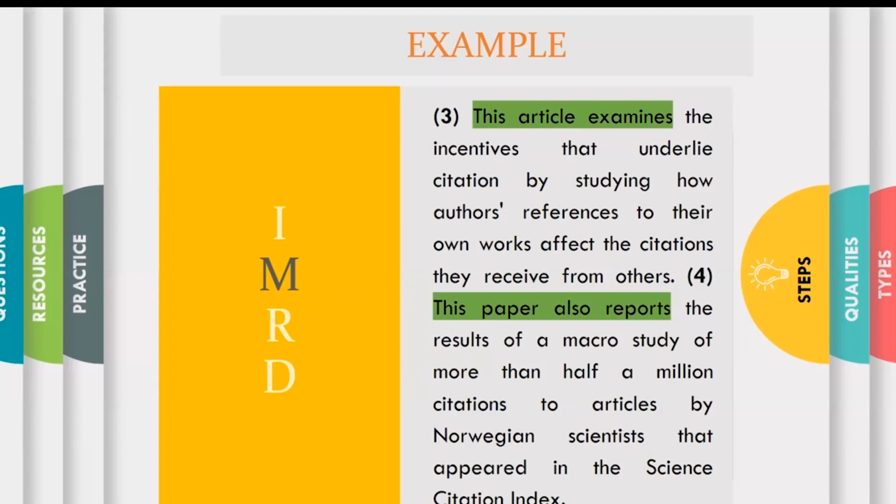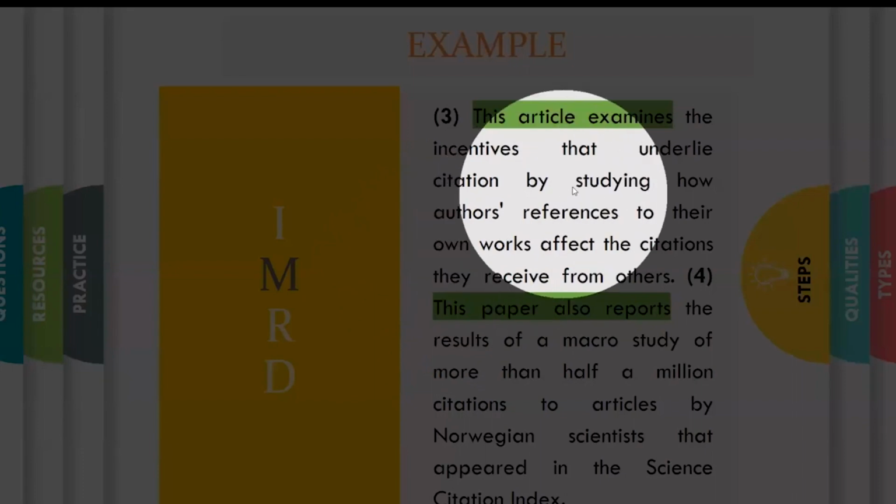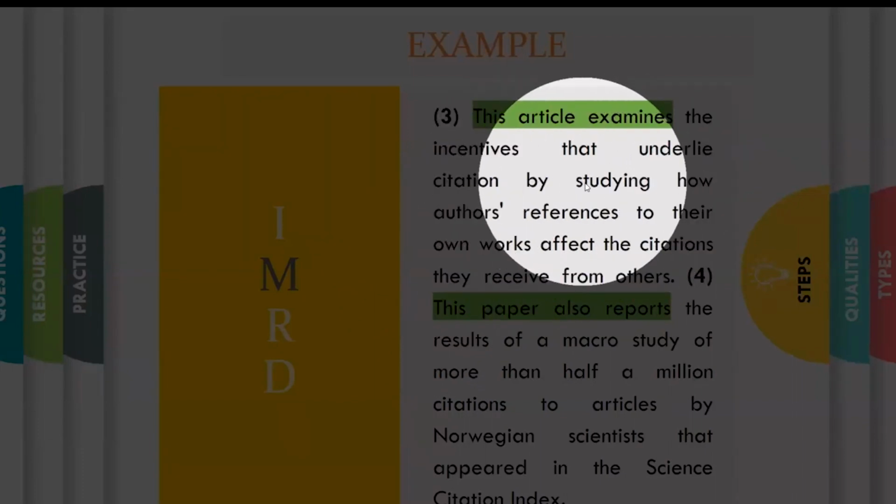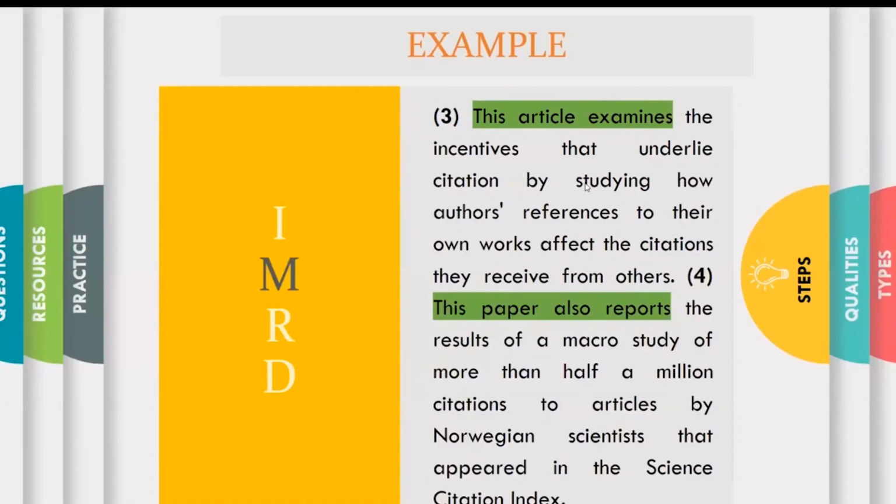Small group, yeah. This article examines the incentive step underlying citation by studying how authors' references to their own works affect citations they receive from others. This paper also reports the results of the micro-study of more than 500,000 citations to articles by Norwegian scientists that appeared in the Science Citation Index. Nice. So it's talking about how they analyze the data, from where they got the data. So that's the kind of method they applied here.